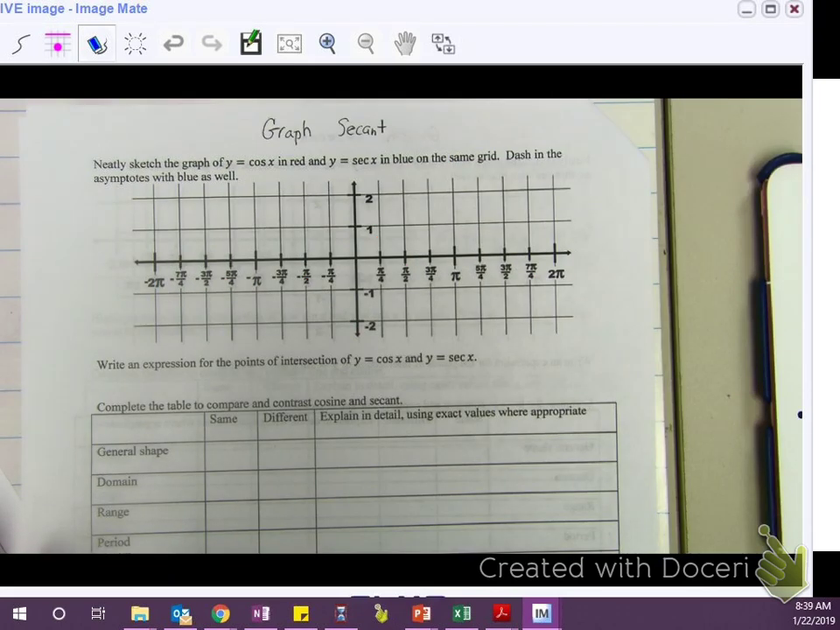So we're going to graph cosine in red and then secant in blue. So cosine starts at 1. Oh, I'm off.